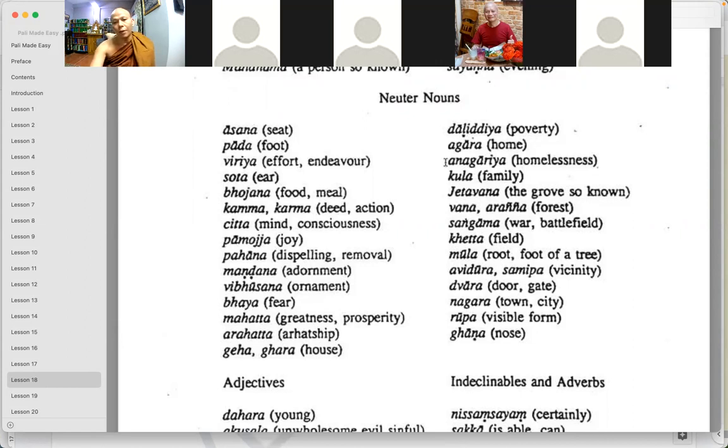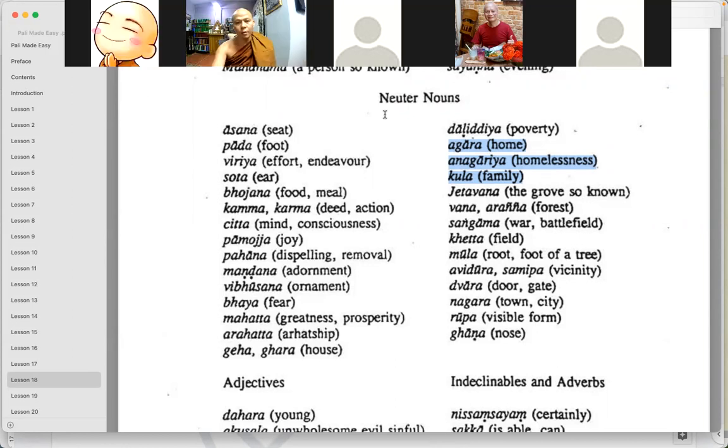And anagāriya, so homelessness. So opposite to agāra. Agāra means home or home life. Anagāriya means homelessness or homeless life, so referring to the religious one. And then kula means family. Kula means family.